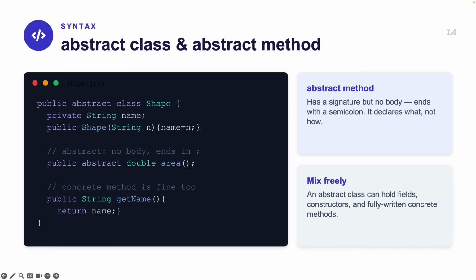An abstract method is essentially a promise. Any concrete subclass must provide a real body for it. Notice that an abstract class can also have normal, fully implemented methods and fields too. It's a mix of finished and unfinished parts. That blend is the whole point. Share what's common and force subclasses to fill in what's specific.